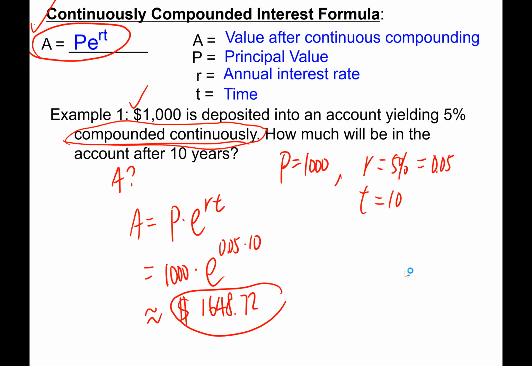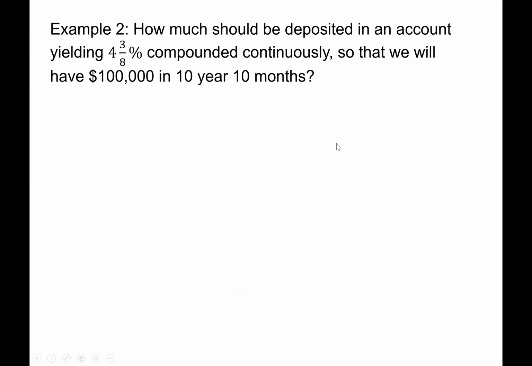Now let's move on to the next question. Question number 2. How much should be deposited in an account yielding 4.3% compounded continuously so that we will have $100,000 in 10 years and 10 months?